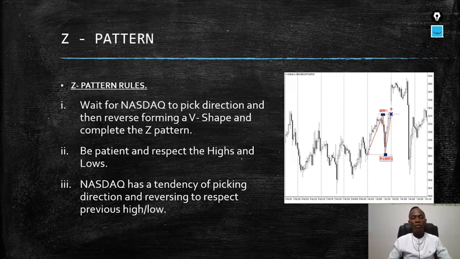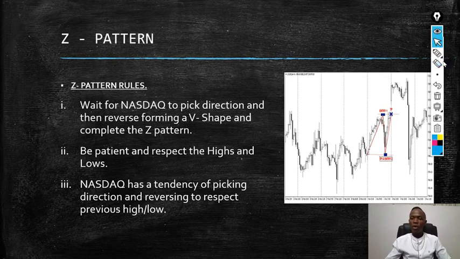So now let's start firstly with the Z pattern. For the Z pattern, you wait for NASDAQ to pick a direction and then reverse, forming a V shape and completing the Z pattern. So what do we mean by that? If you look closely over here, the market pushed to the upside and then it exhausted, right? And then here we had the previous low. Now it impulsed again to the upside, exhausting to form a V shape. As you can see, it's an inverse V shape.